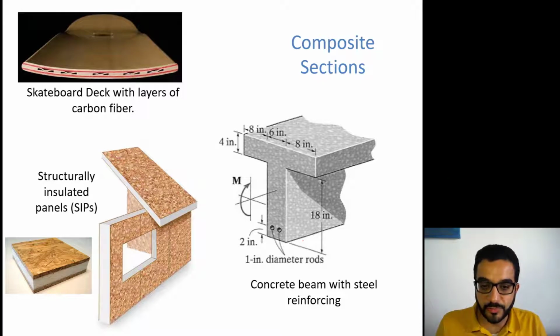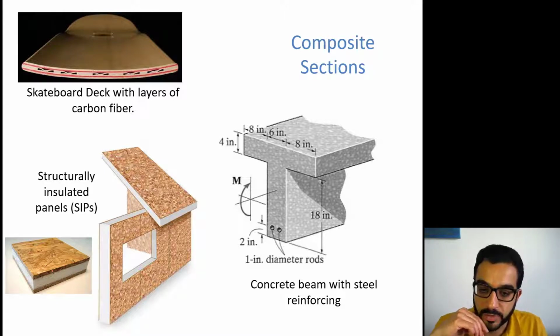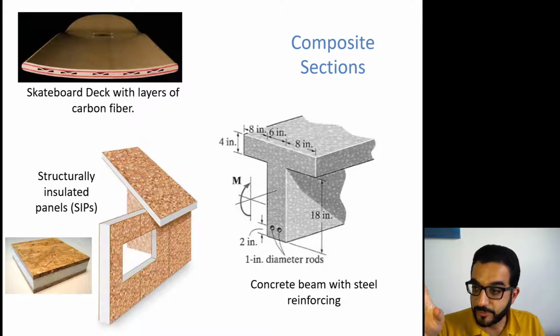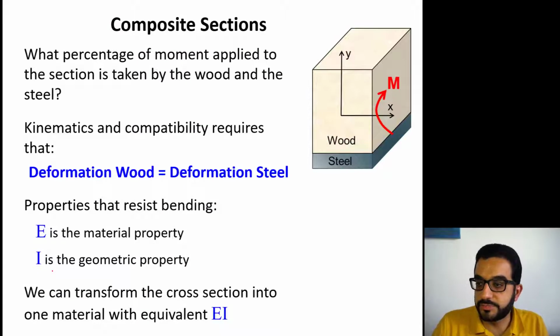And then another example is SIPs, structurally insulated panels. So there's a foam layer here that's sandwiched by plywood, or wood. So these are very common examples of different materials being used to build up members and sections. So we will see here how to deal with such cases.